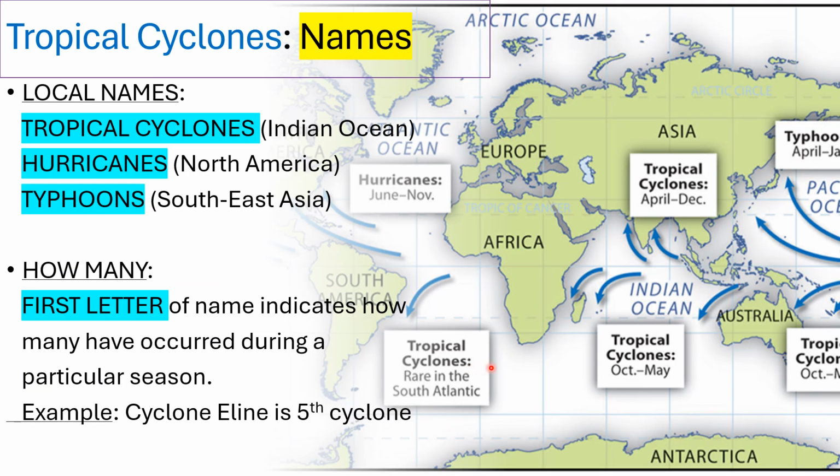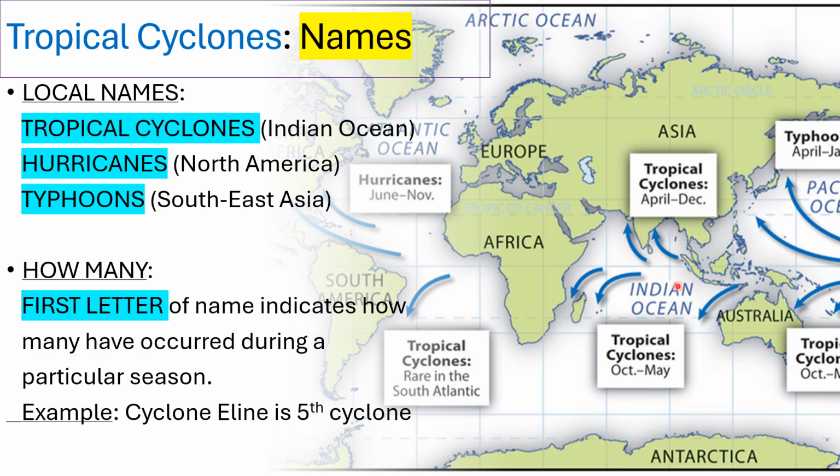Tropical cyclones are given different names depending on which part of the world they occur. Over the Indian Ocean and in and around Australia, we call these weather systems tropical cyclones. If these weather systems occur over North America, they are called hurricanes, but they are called typhoons over Southeast Asian places like Japan and the Philippines and China. So very important to remember that although we are speaking about the same weather system, depending on where they occur, they will then be given a different name.